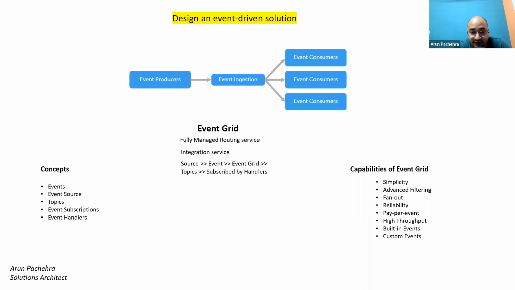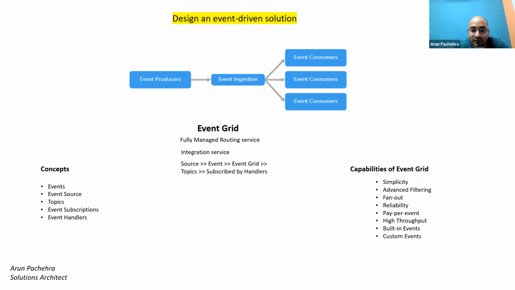Fan out, we all understand that, because we have more than one subscriber for a particular topic, then you have to fan out. So subscribe several endpoints to the same event to send copies of the event to as many places as needed. It's not like there is one event and only one can consume it. There could be multiple consumers, as shown in the very first architecture.